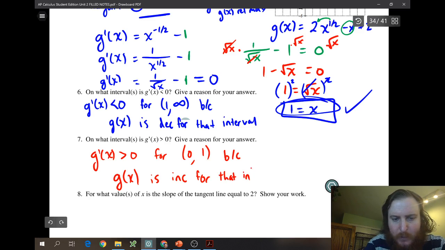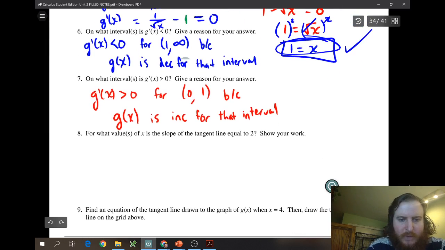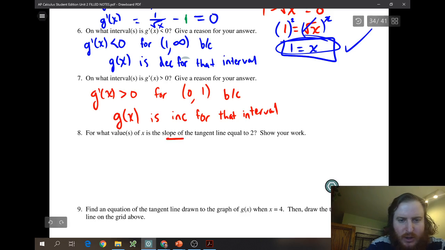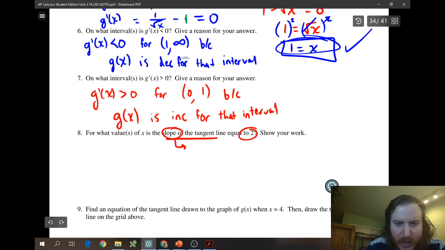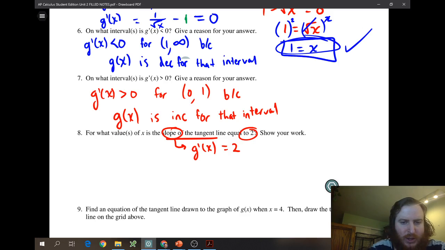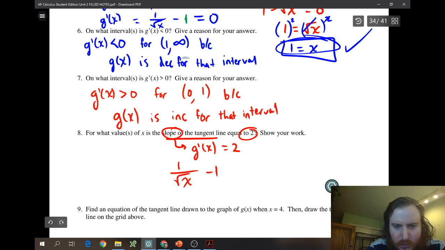0 to 1. Okay, next says, for what value of x is the slope of the tangent line equal to 2? As soon as I see the word slope, especially slope of the tangent, I want to immediately jump to derivative. I want to immediately think derivative. So what this is saying is, when is the slope equal to 2? We already got an equation for the slope. That equation for the slope was 1 over square root of x minus 1. So we're just going to set that equal to 2.